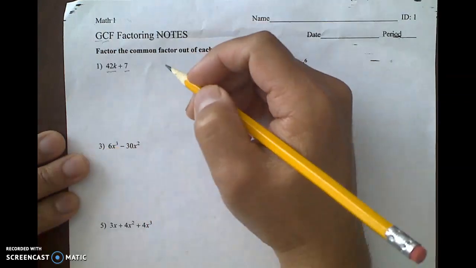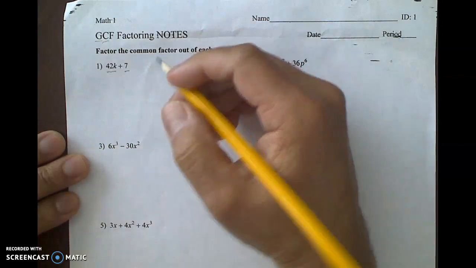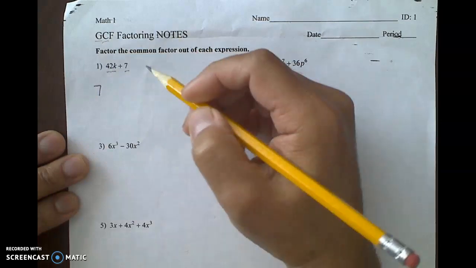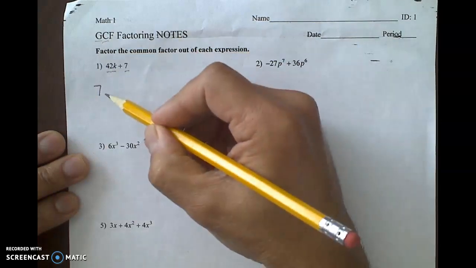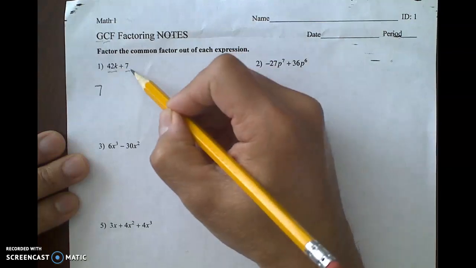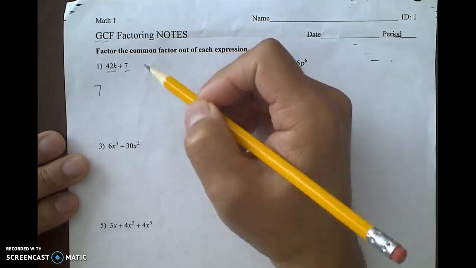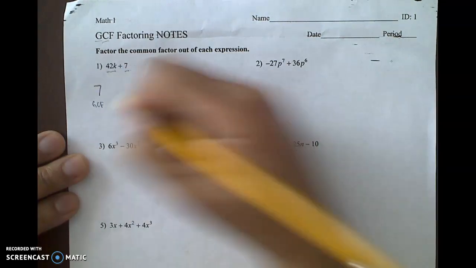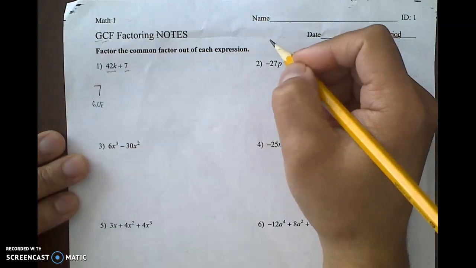Okay, so once you've found your GCF, we're going to write that down. Now, we're not going to write a k next to that 7, because k is part of this term. This term does not have a k. So our GCF, which we write right here, is 7.